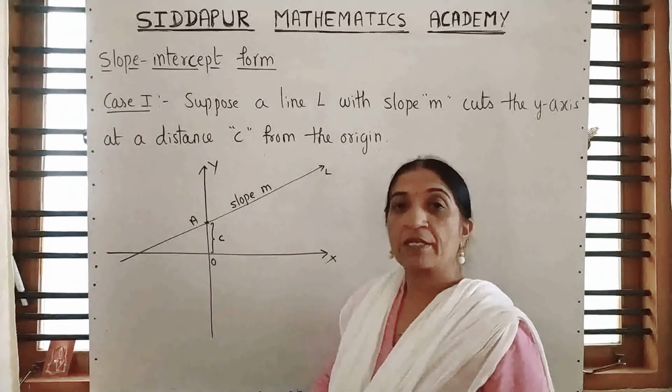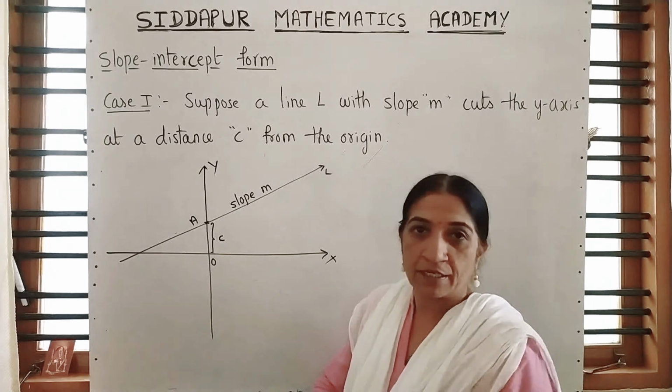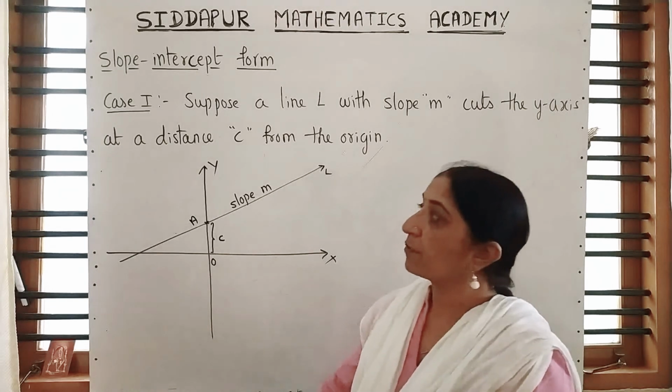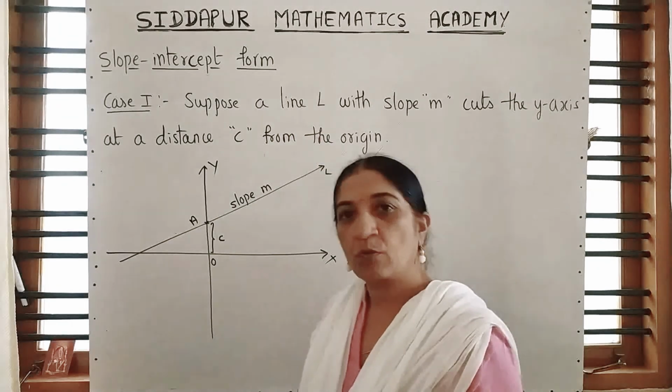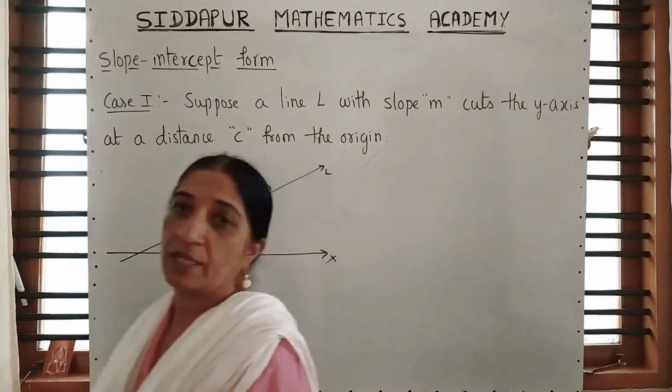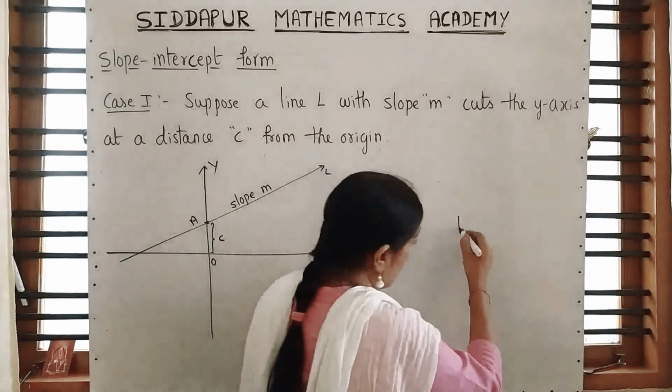So already in the last class I explained three types of equations of a straight line. In today's class I will explain slope intercept form. There are two cases, one is y-intercept, another one is x-intercept. Before moving to this derivation, see first what is intercept.